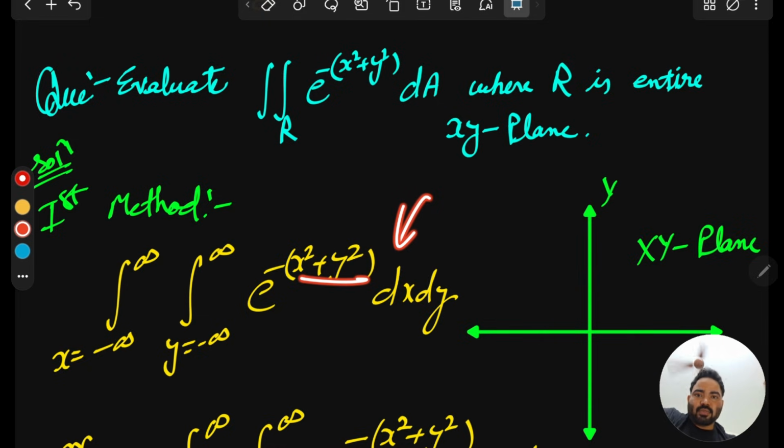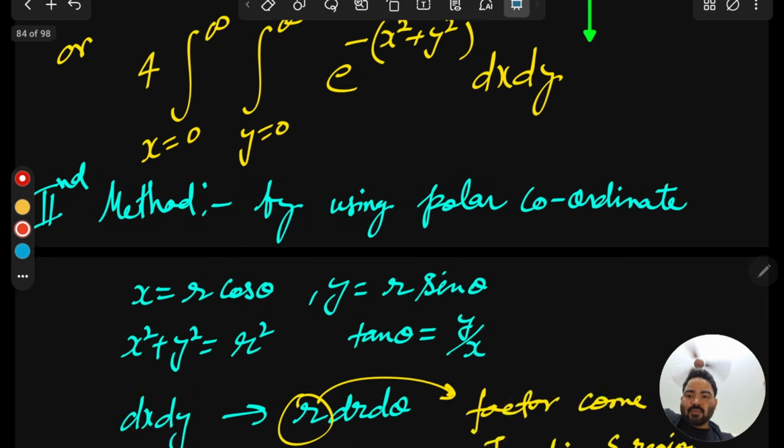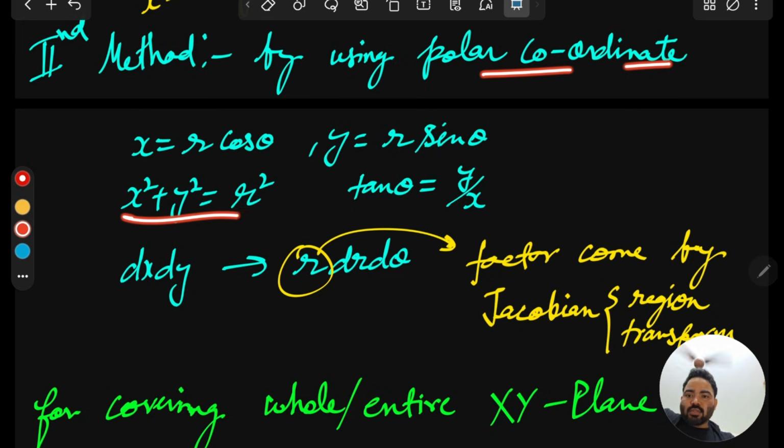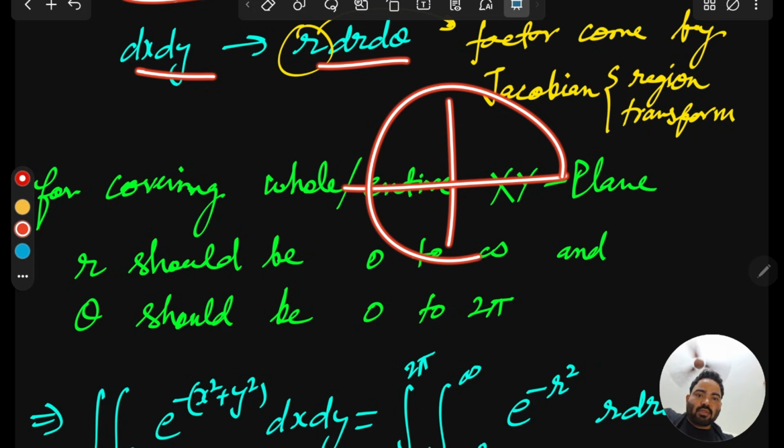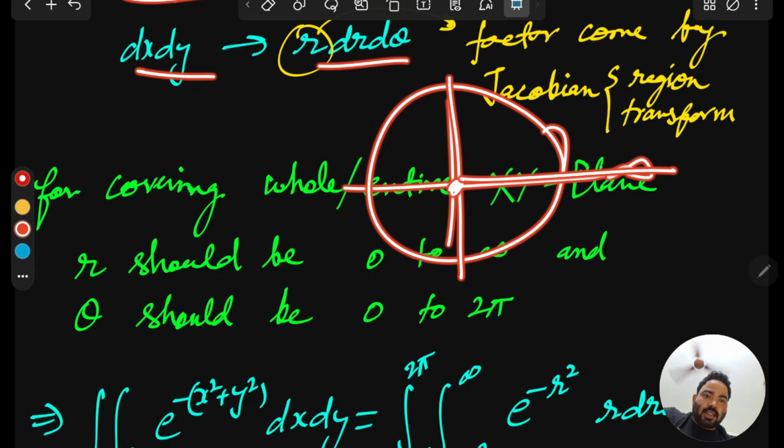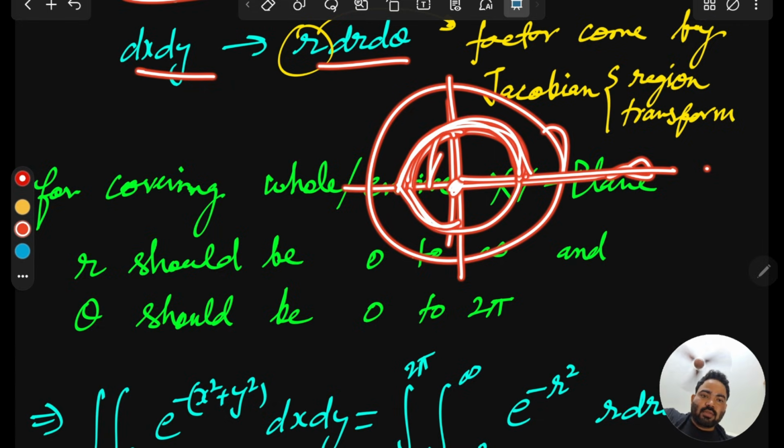So just notice x square plus y square somewhere, and go with polar: x equal to r cos theta, y equal to r sin theta, and x square plus y square equal to r square. So just use the polar coordinates. Your x square plus y square becomes r square, and dx dy becomes r dr d theta. And for the entire xy plane, if you draw a circle which covers the entire xy plane, r is 0 to infinity, because you have to go till infinity. Now you have to cover the whole xy plane. If you take theta 0 to 90 degrees, this will give you only the first quadrant. Till the second quadrant, theta is 180. So in the same way, for overall covering of the xy plane, theta will be 0 to 2 pi.